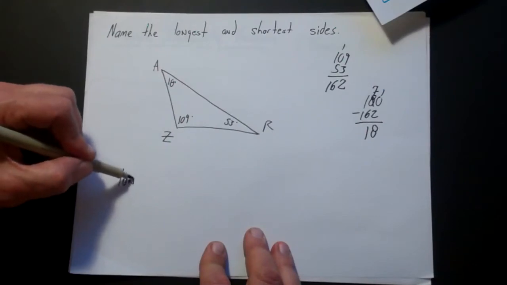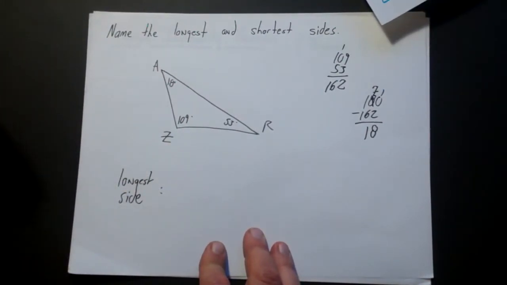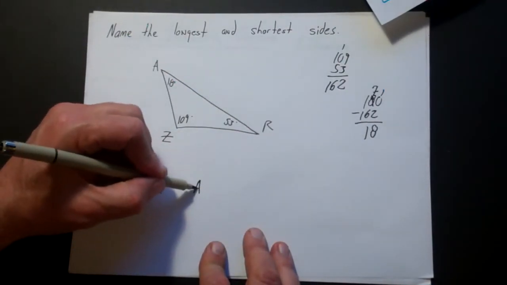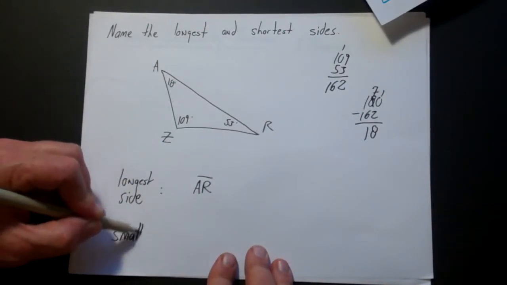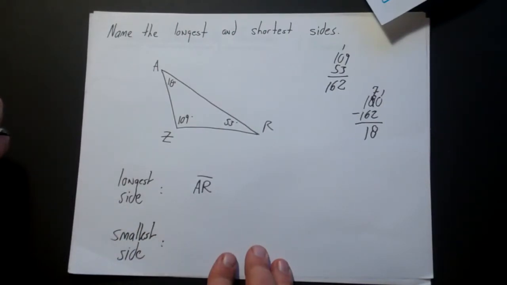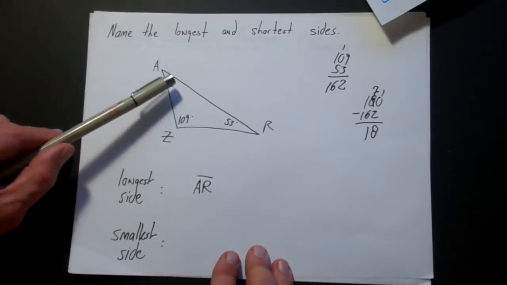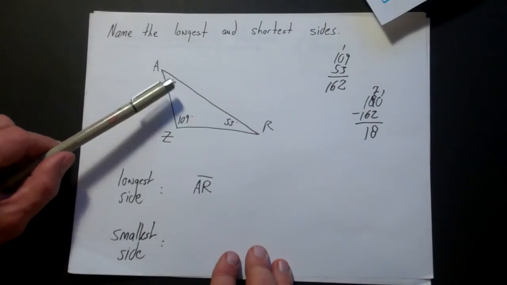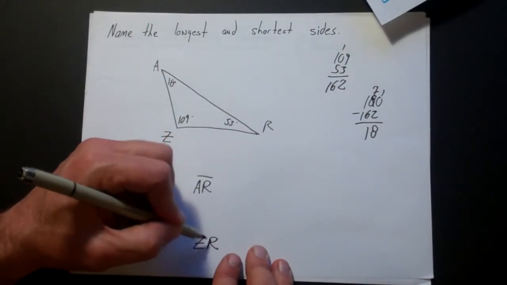So what's the longest side? The longest side is always opposite the largest angle. The largest angle is Z, so the longest side is going to be AR. What's the smallest side? The smallest side will be opposite the smallest angle. We have three angles here. The smallest angle is 18 degrees, so that's angle A. The side opposite A is going to be ZR. So the smallest side will be ZR.